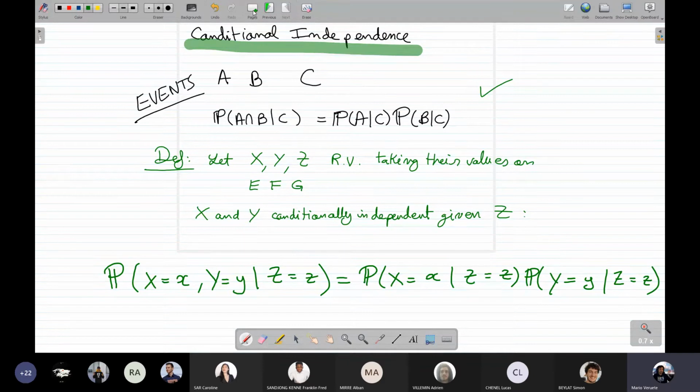Okay, conditional independence. Any question about conditional independence? Adrien Villemain, is it clear? Yes, perfect. Can you please, Adrien, maybe motivate this computation with an example? Can you imagine three random variables, X, Y, and Z, such that it would be nice to know if or not they are independent?